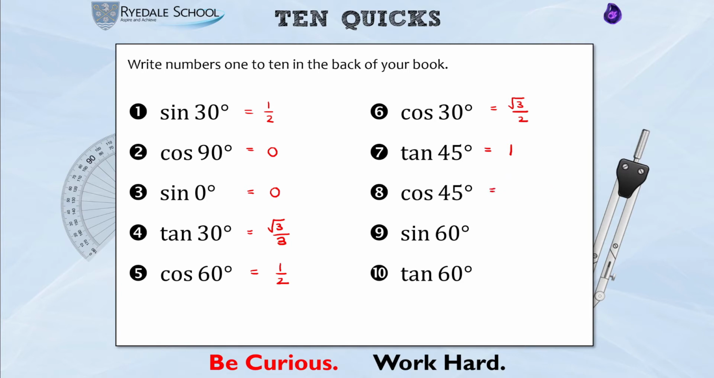Cos 45 is the root 2 over 2. Sine of 60 is root 3 over 2. And tan 60 is root 3. So I hope you got 10 out of 10.